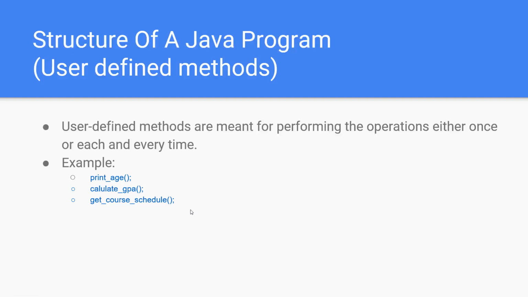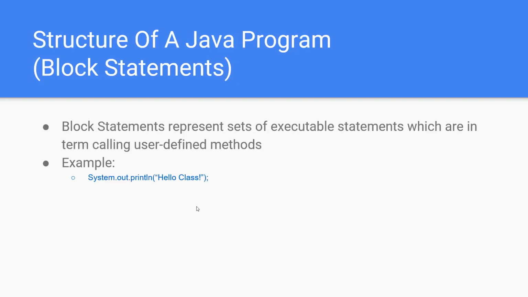Now a student can be modeled in different ways. The model is very much driven by the business that we're working with. And block statements represent those lines of code that are called in the user-defined method. Here's one example of a block statement that would be part of those user-defined methods that are part of a class.